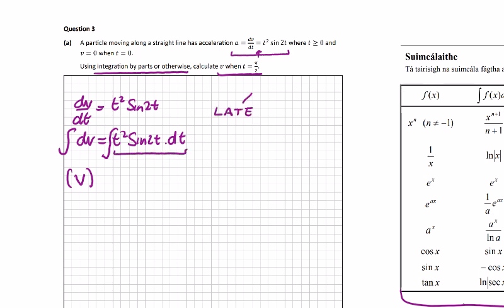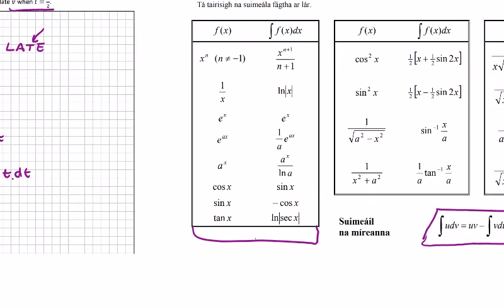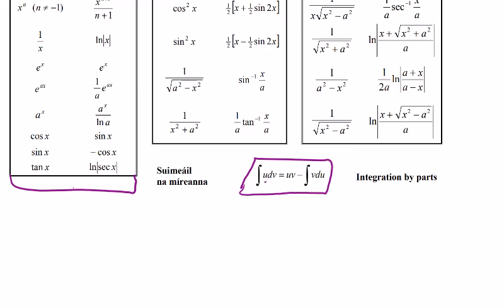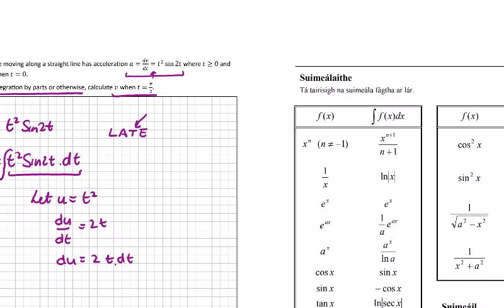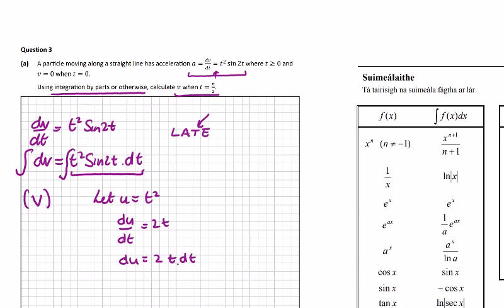Just be careful to put the trig after the algebra. So that's my u and my v. Algebra comes first, so we're going to let u equal t squared. So du dt is equal to 2t. We want du is equal to 2t dt. And then from integration by parts, we're looking at the integral of u dv. So we have that dv equal sine 2t.